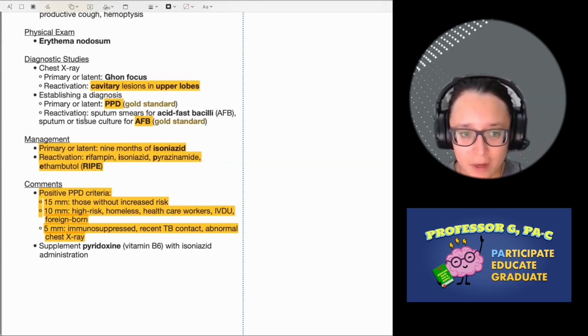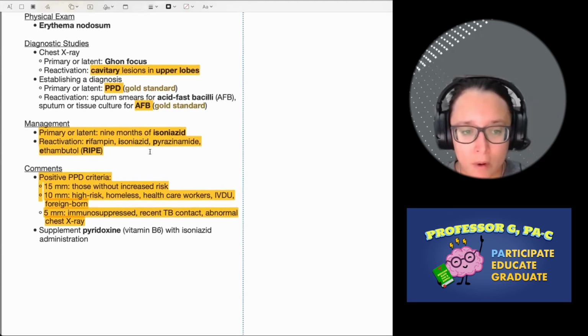And then reactivation, that's for primary. For reactivate or latent, sorry. And then reactivation TB, if they're symptomatic, the gold standard is going to be the 3 acid fast sputum cultures. Okay. Management, they always test on drugs for this. You have to know the drugs.